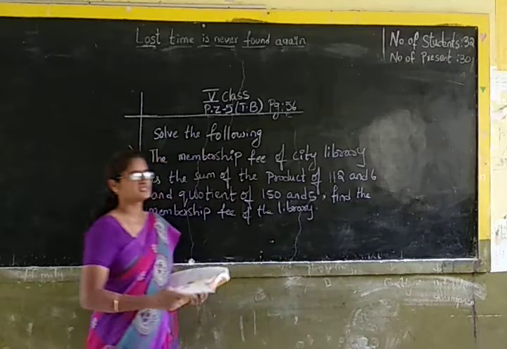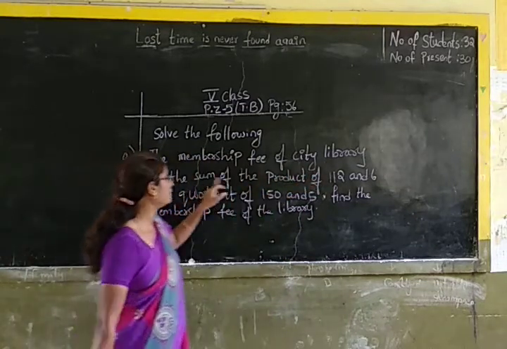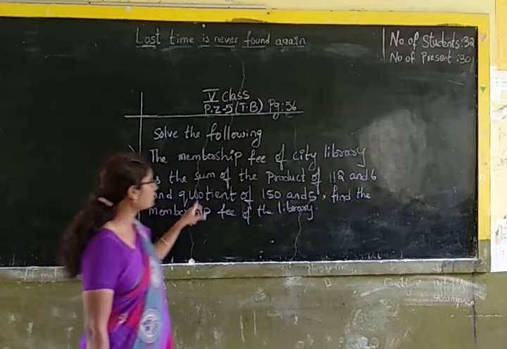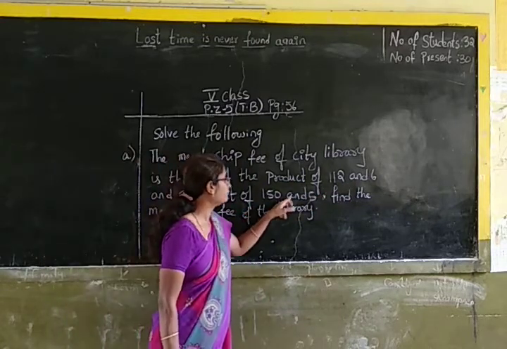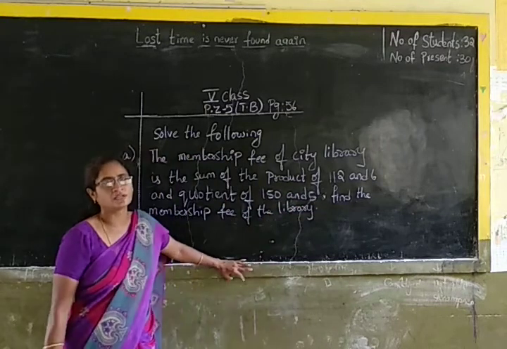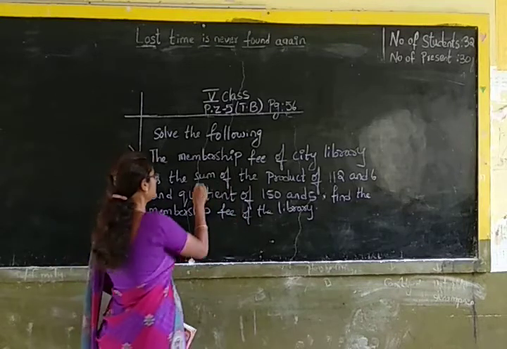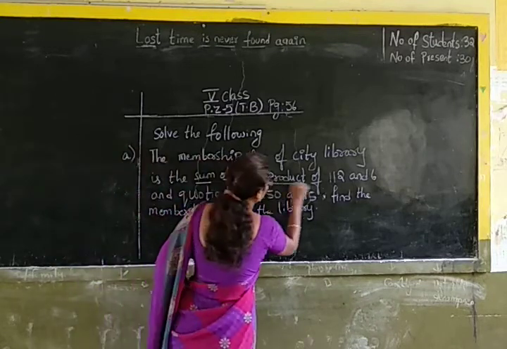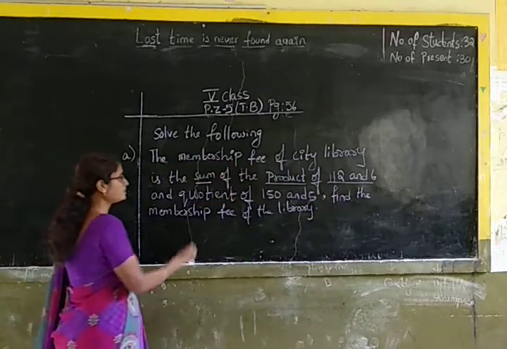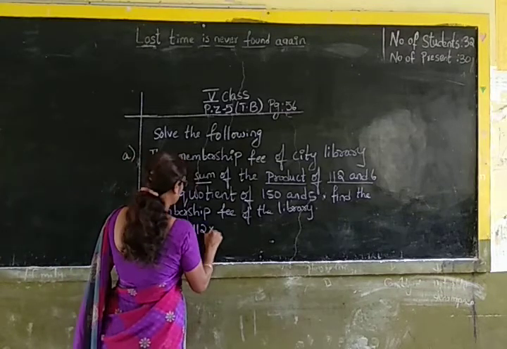Okay children, did you understand? So the membership fee of this city library is the sum of the product of 112 and 6 and the quotient of 150 and 5. Find the membership fee of the library. First we have to write down the mathematical expression using this question. So what is given? Sum of the product of 112 and 6. Product means what? Multiplication.